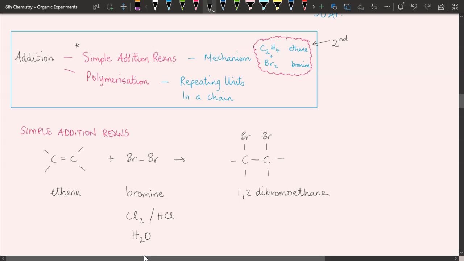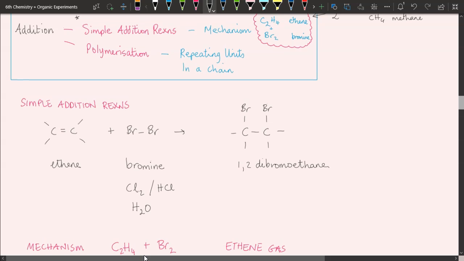What you'll notice is this one involves ethene gas, whereas the previous mechanism involved CH4, which was methane, and don't get confused between the two of them. And then after we look at the simple addition reaction, then we're going to have a look at polymerization. So an example of a simple addition reaction we have here.